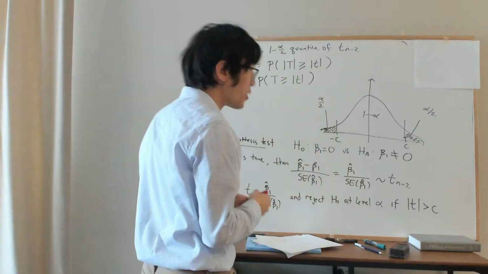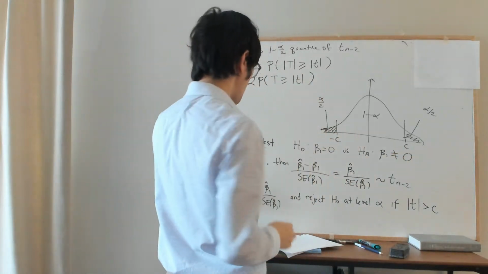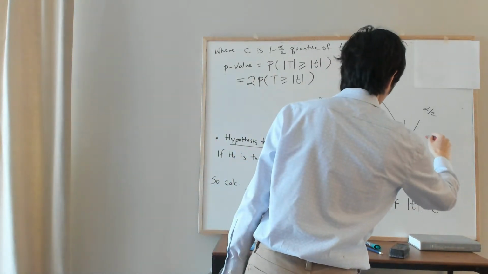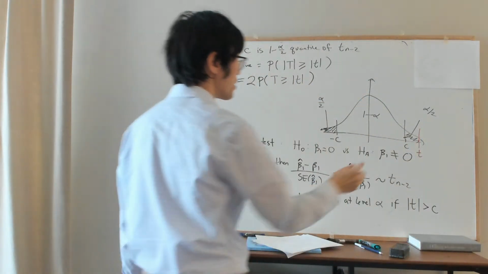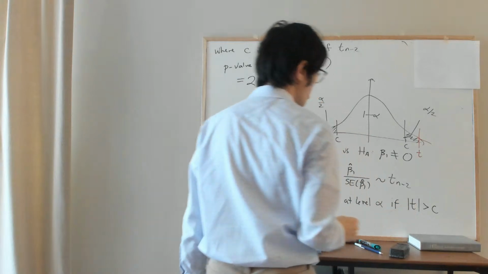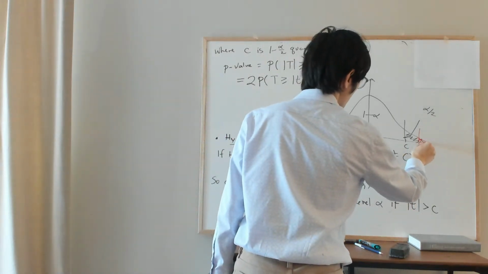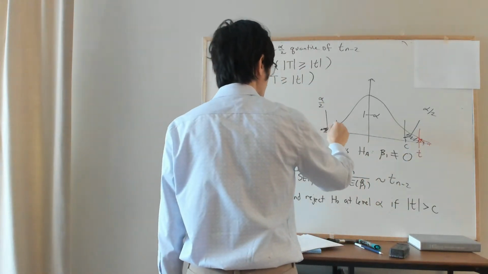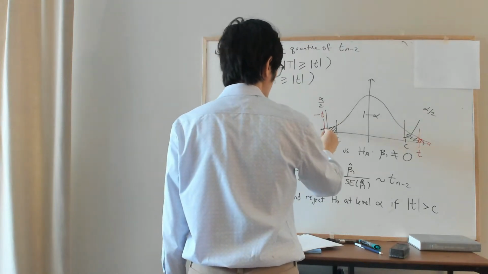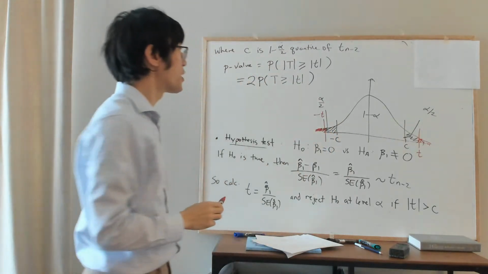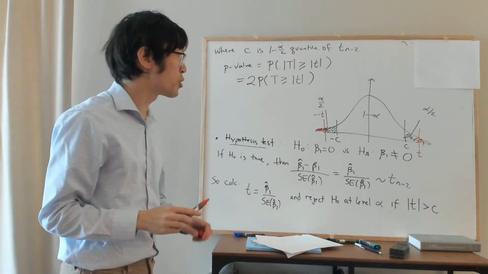So for example, if you calculate t here, and let's say this is the value of t, then your p-value would be anything that's more extreme than t. So you can be more extreme on this side, and then you also have the corresponding side by symmetry of minus t. So the red area would be your p-value.